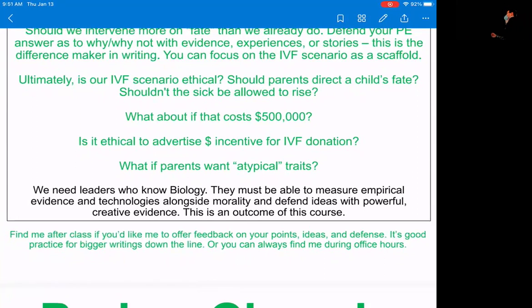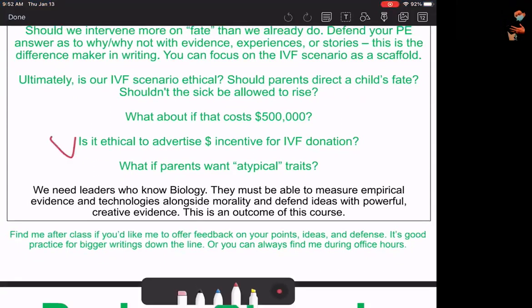Last point I added in just today, because I had read an article about it. Is it ethical to advertise, hey, would you donate an egg? Would you donate sperm for money? Would you help this IVF couple? But we'll also pay you $500,000, let's say.